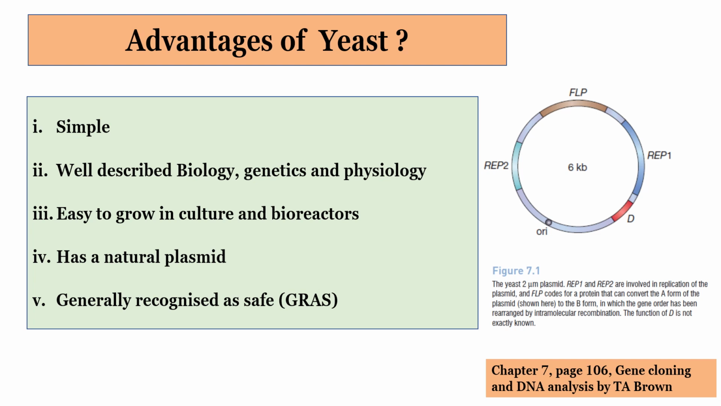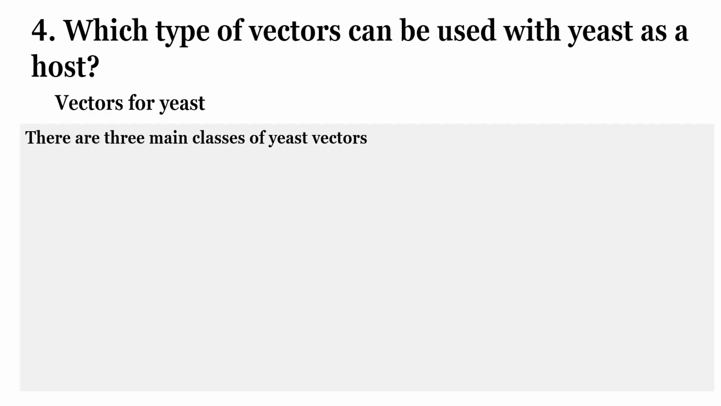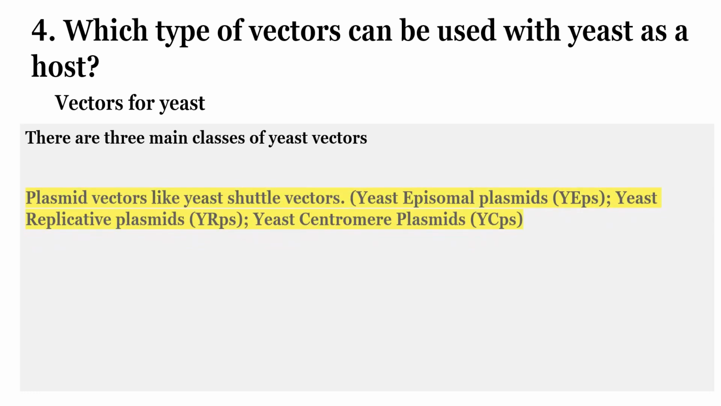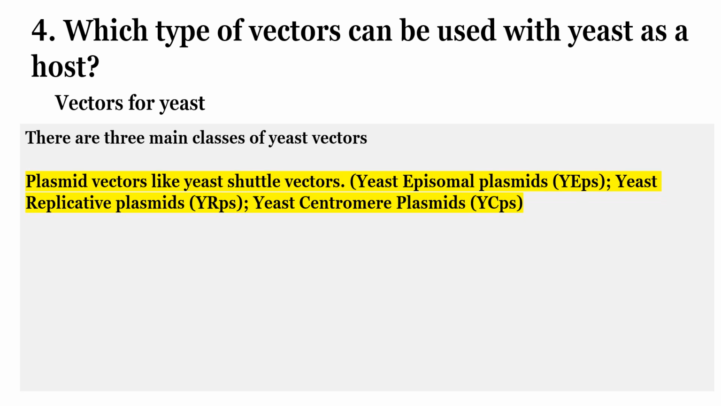Okay, now keeping in mind this map of the 2 micrometer plasmid, let's see which kind of vectors are developed for yeast. This is actually our fourth learning objective for today's lecture: which types of vectors can be used with yeast as a host. There are three main classes of yeast vectors: the plasmid vectors, like shuttle vectors, and these are yeast episomal plasmids, yeast replicative plasmids, and yeast centromere plasmids. Two of these, yeast episomal plasmids and yeast replicative plasmids, are in chapter 7 of the book by T.A. Brown, while yeast centromere plasmids I have taken from another source.